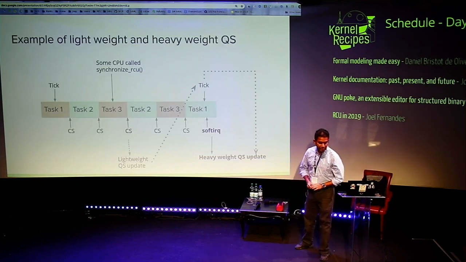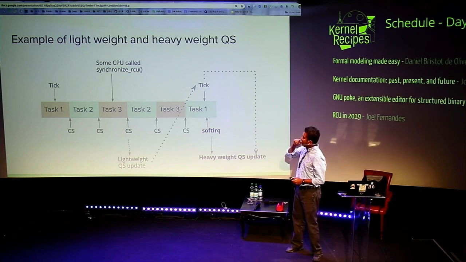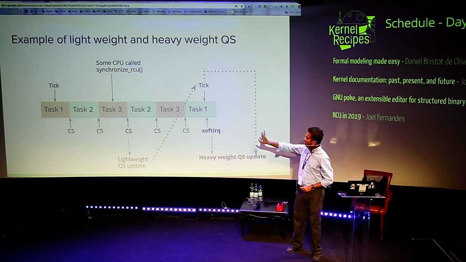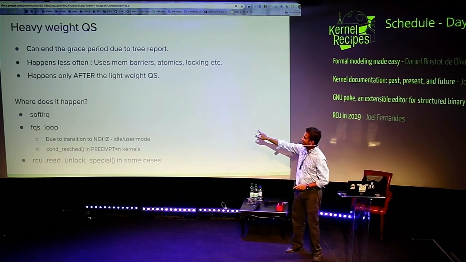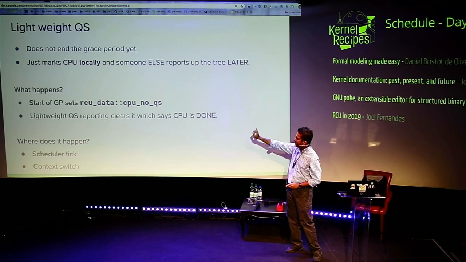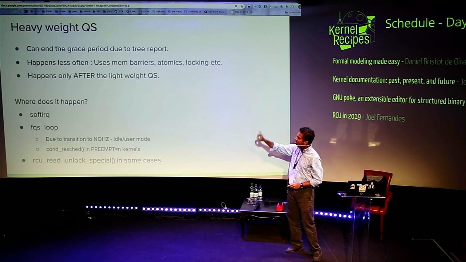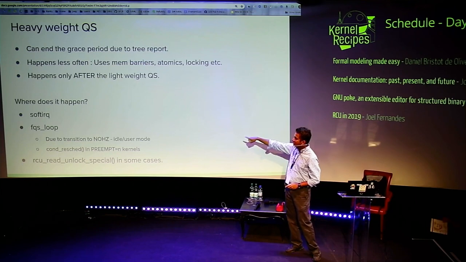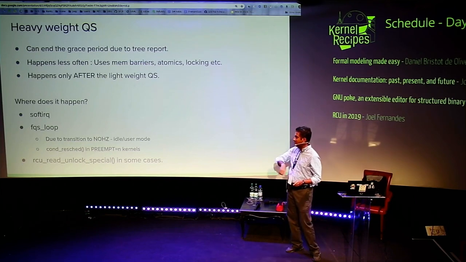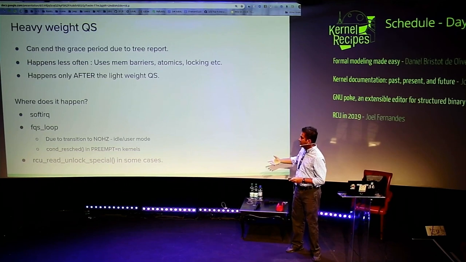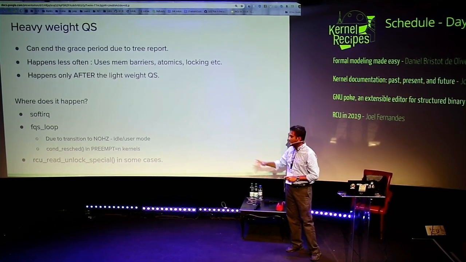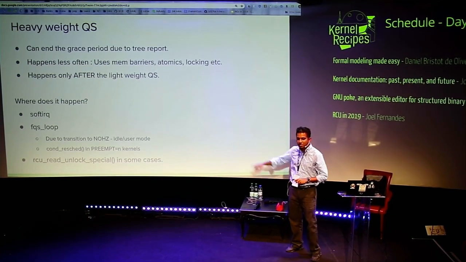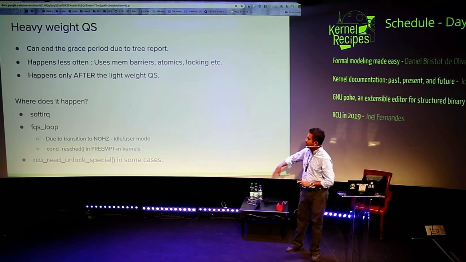Let's look at an example to see this in action. I didn't go through where the lightweight and heavyweight ones happen, sorry. The lightweight quiescent state happens from the scheduler tick and the context switch path. The heavyweight quiescent state happens from the soft IRQ and from that FQS loop in the GP thread. These do the heavyweight version of it. And then the RCU read unlock, which I was telling you is not free in all cases. In some cases, it does more work. This does the heavyweight stuff, okay?